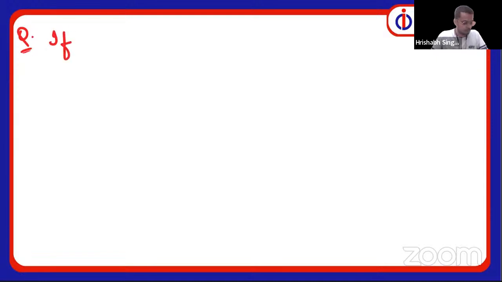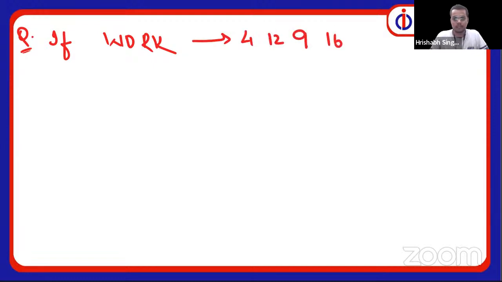Okay, Varun, okay, Aneksha, thank you for replying. If work is coded as 4, 12, 9, and 16, then woman will be coded as what? Woman, not women. Okay, woman will be coded as.